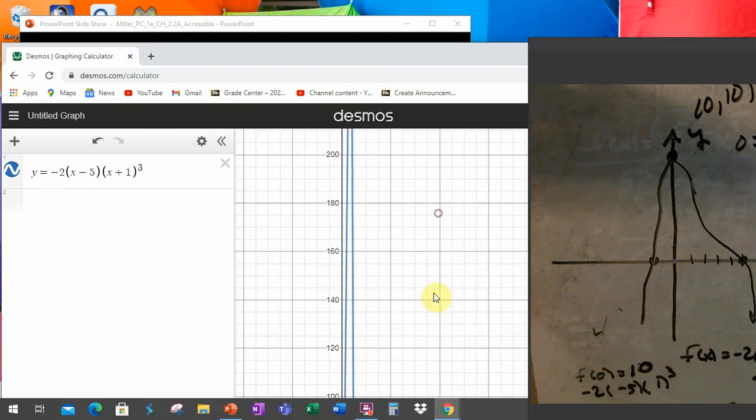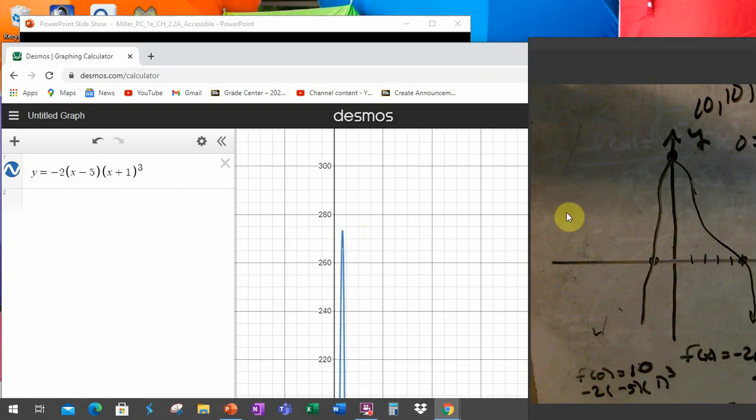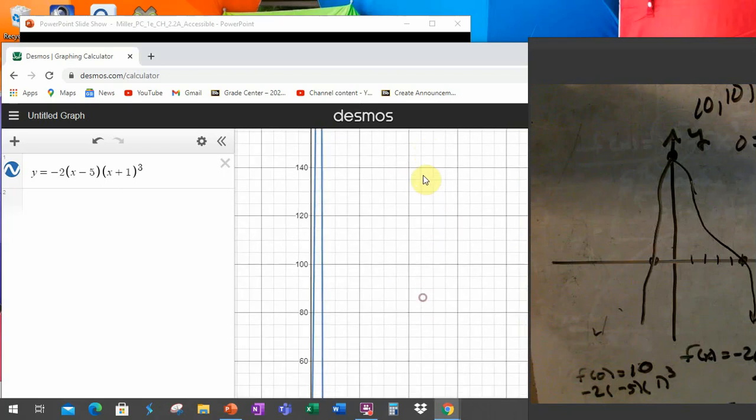Like I said, once you take calculus, you'll be able to pick this point, and that would give you another point up here to go through and then come back down. Okay.